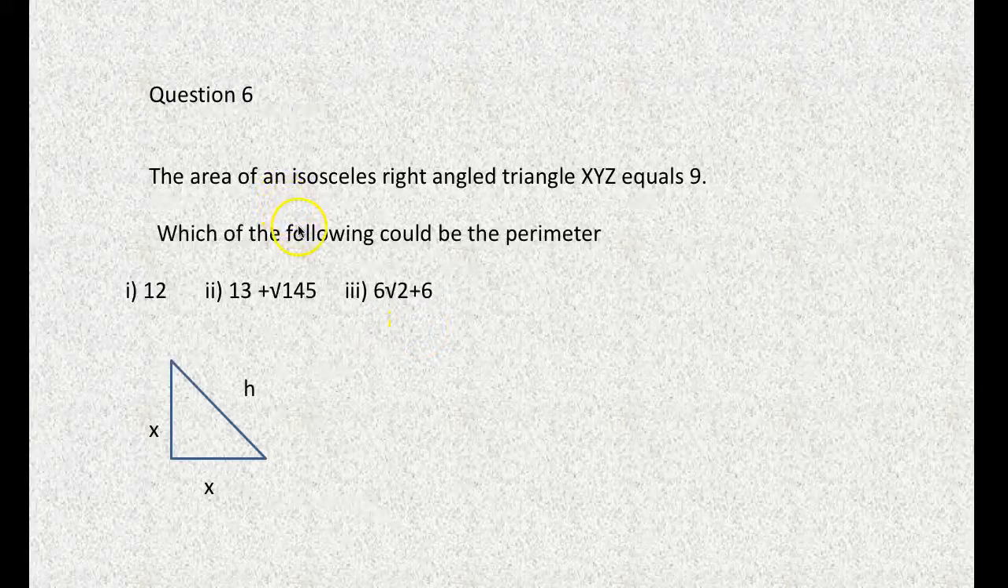This is a question on geometry. The area of an isosceles right angle triangle XYZ equals 9. Which of the following could be the perimeter? So it's an isosceles right angle triangle. So let these two sides be x. H is the hypotenuse. Area of a triangle is half base into height.